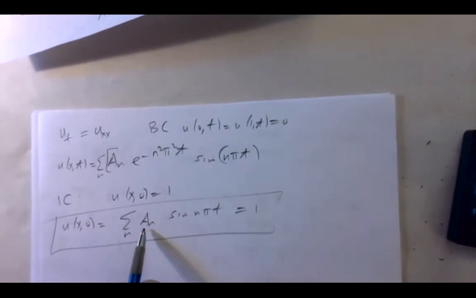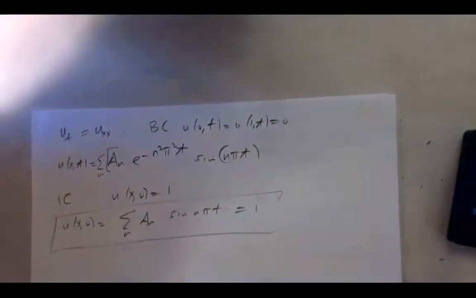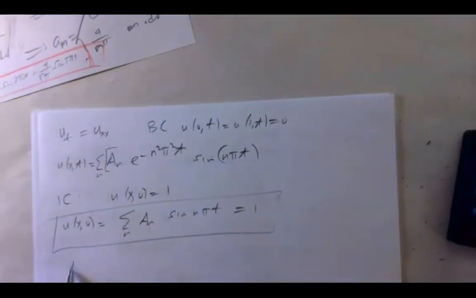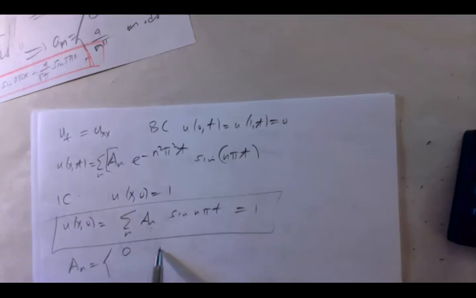So these coefficients a sub n are exactly the coefficients of the Fourier series. So a sub n is equal to 0 if n is even, 4 over n pi if n is odd.